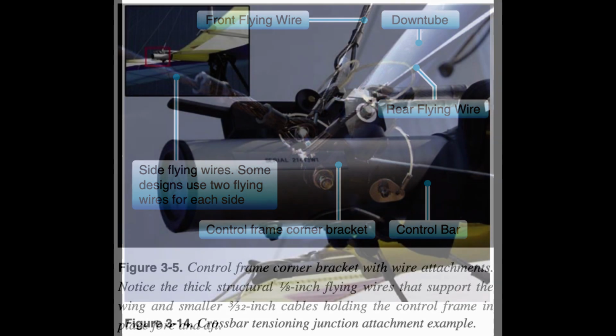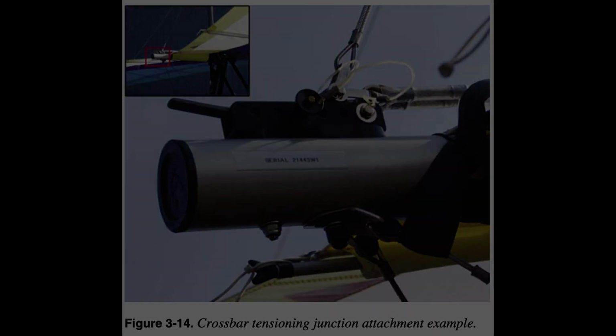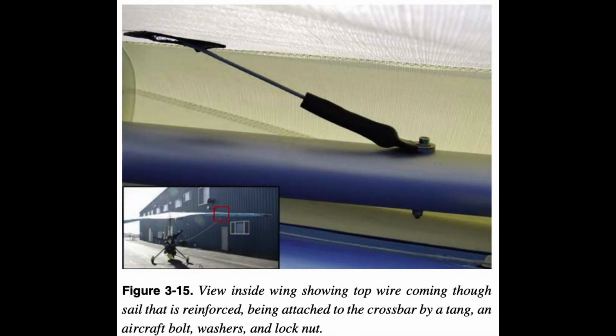A variety of hardware is used for attaching these swaged cable fittings to the airframe. Each manufacturer has different hardware for wing components. Figures 3.14 and 3.15. End of page 3-7.